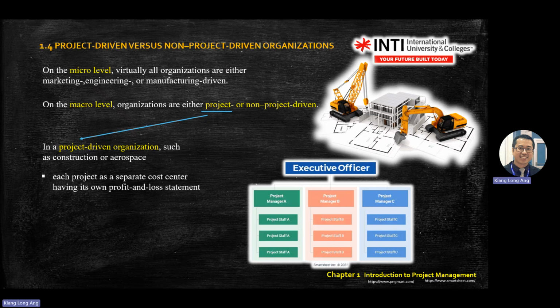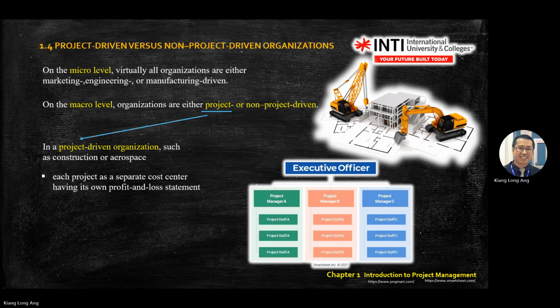So for project driven, each project has a separate cost center, having its own profit and loss statement, and having its own account. Then it is project driven. Okay. So the keyword here is project lah. Means the bill or the financial report is based on projects. Okay. So the organization chart will look like that.